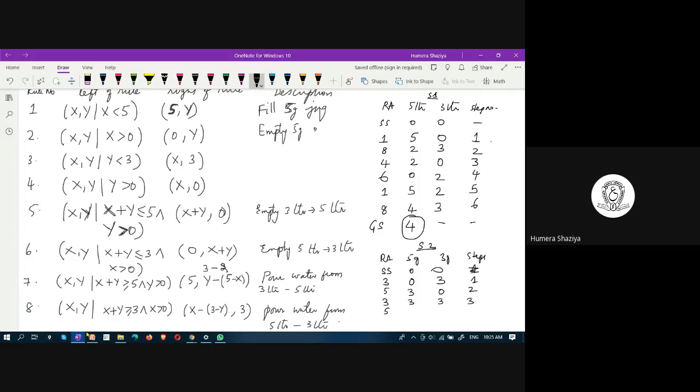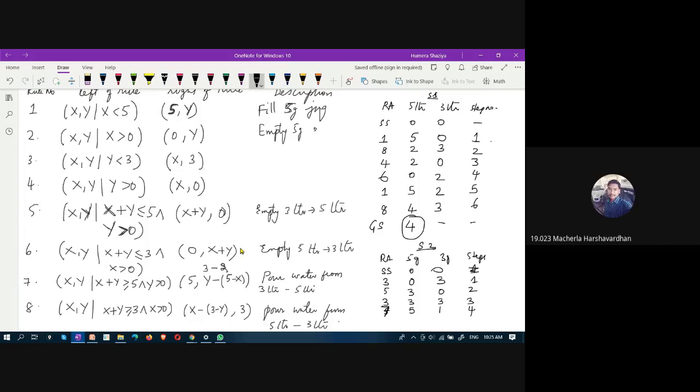Rule number 7 says that you fill some water in the 5 gallon jug and still you are left with some other water. You want that, right? Yes, ma'am. So then that is rule number 7. In rule number 7, you are filling 2 liters into 5 liters. So here it became 5. Here it is 1. Step number 4. Exactly. Now next. This is absolutely right. Please go ahead.